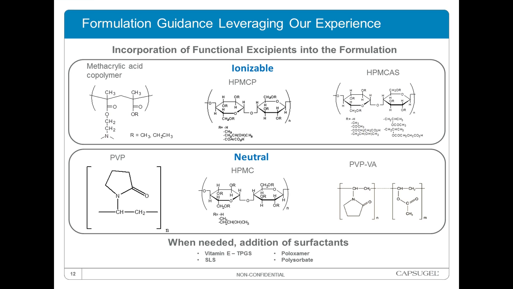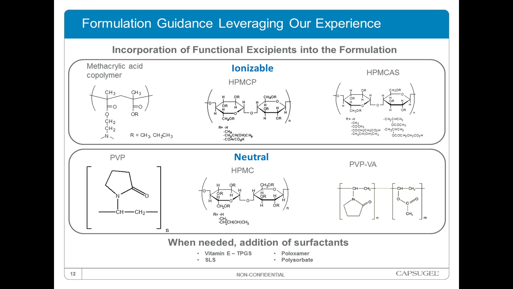Depending on what we want to achieve in our spray-dried dispersion, we can either choose an ionizable compound, and this might be an enteric polymer such as HPMCAS or HPMCP, that have acid functionalization so that it doesn't dissolve in the stomach and only when it transfers to the intestine. Or we might choose a rapidly dissolving neutral polymer like PVP or PVPVA.